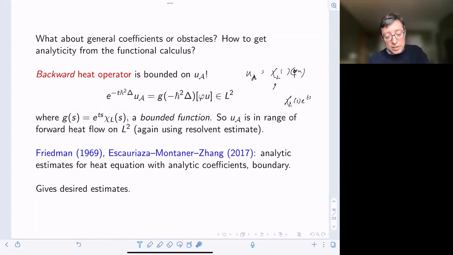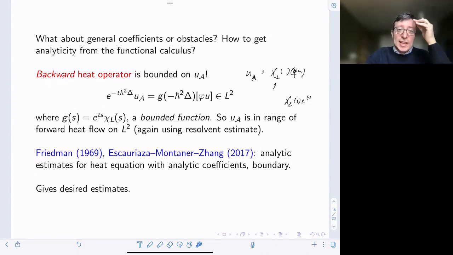But then you recognize that this operator is the backwards evolution operator for the heat equation. So one thing about this spectrally localized thing, I guarantee that I can apply backwards heat evolution, actually for any finite time I want. So if I tell you I can apply the backwards heat evolution and end up in L2, I can repackage that. I can say, well, I was in the range of the forward heat evolution on L2.